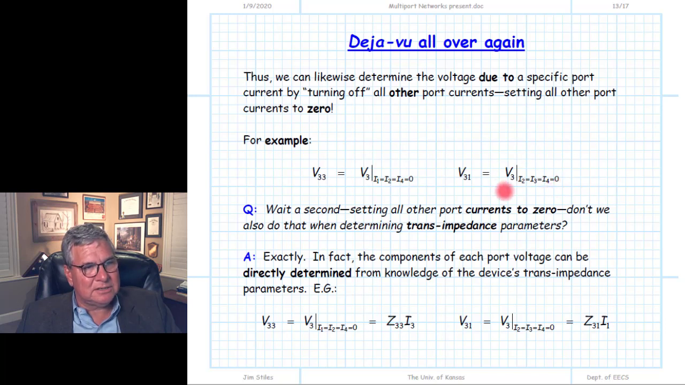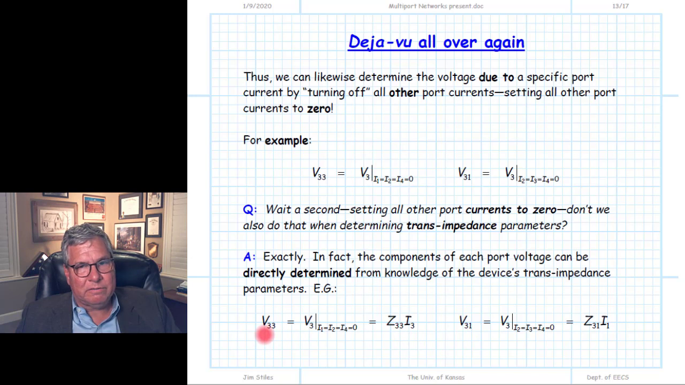Yet if we look at this, this is pretty much the same as our definition of our trans-impedance parameters. We know the voltage at port 3 when all currents except for the current at port 1 are equal to 0 is simply equal to the trans-impedance parameter Z31 times current I1. Z31 times I1 is equal to the voltage at port 3 when all other currents are equal to 0 by definition. And we just found that voltage is the component of the voltage at port 3 due to the current at port 1.